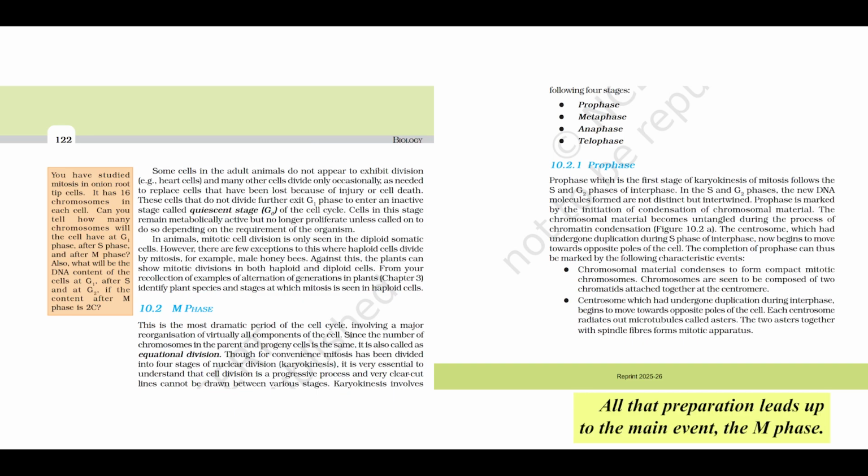All that preparation leads up to the main event, the M phase. What happens there? Okay, great. Now let's move to the M phase. This is really the most dramatic period of the cell cycle. It's where the actual division happens, and it involves a major reorganization of pretty much all components of the cell.